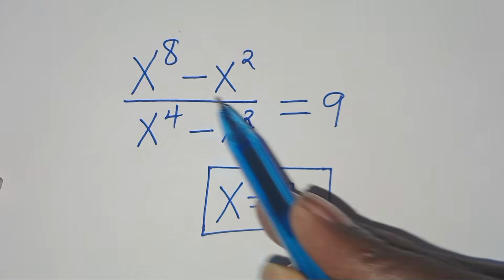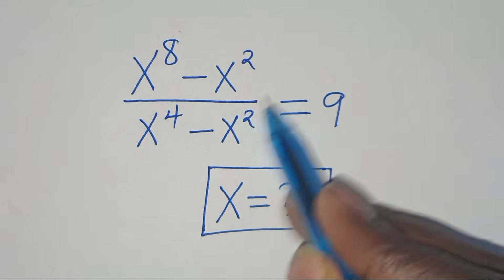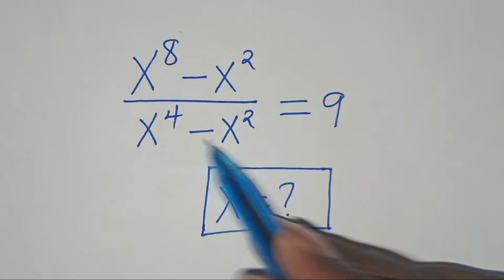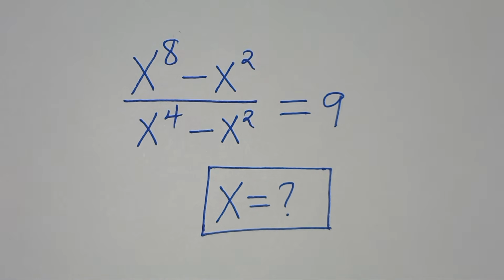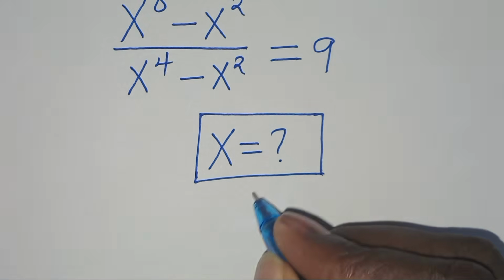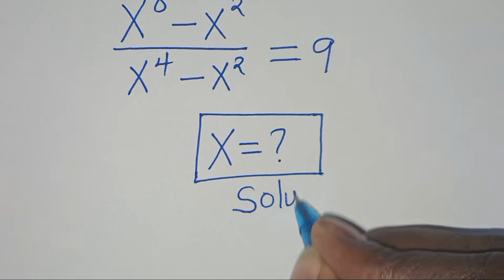x to the power of 8 minus x to the power of 2 divided by x to the power of 4 minus x squared. This is equal to 9. So what are the values of x? Now let's provide a solution from here.